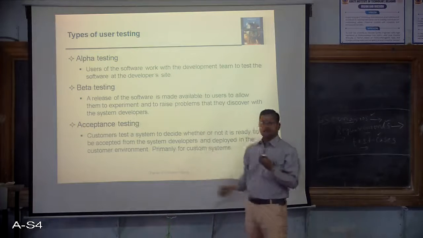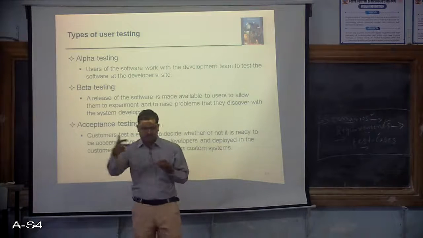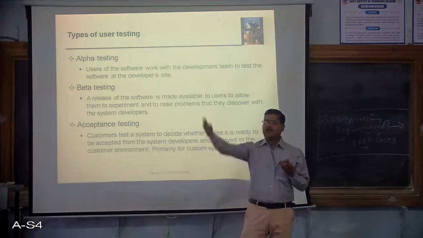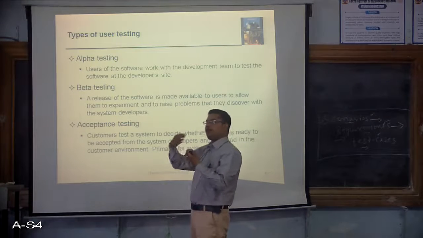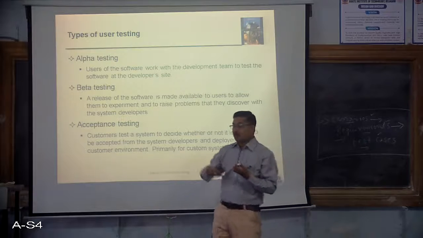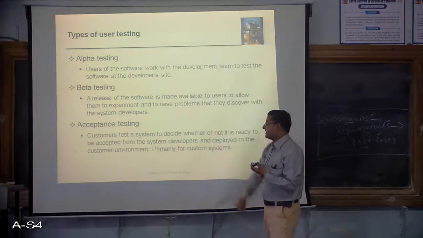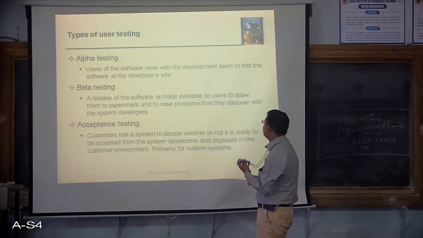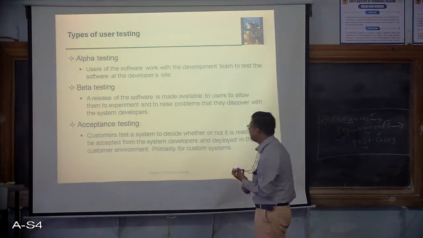Beta testing is completely customized. It is commissioned only by some community group of customers. You can take college software. It is not mandatory for all the public, only for college users, maybe faculties and students. That is their mandatory use under beta testing. Acceptance testing is the next one. Beta testing is the release of the software to the user to allow them to experiment and to raise problems that they discover with the system developers.